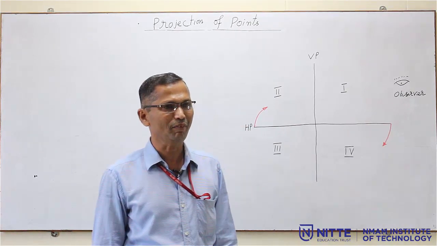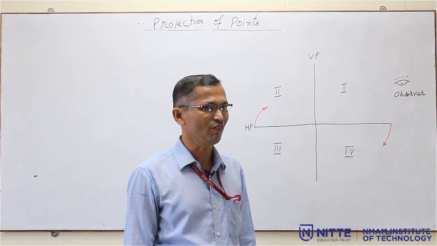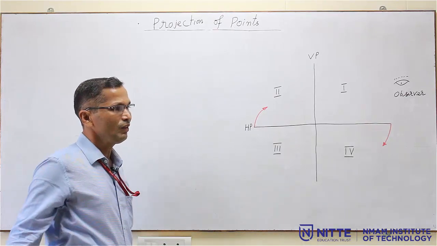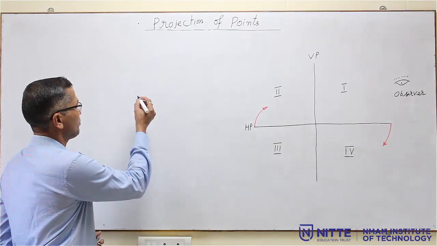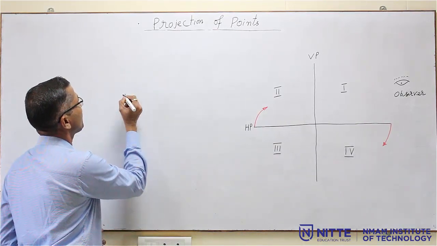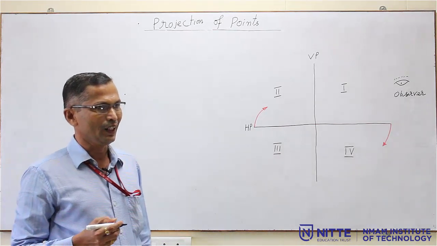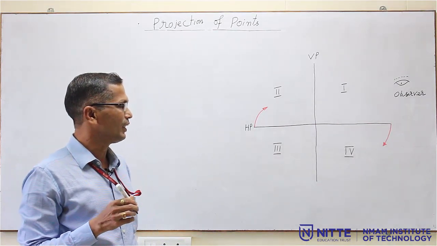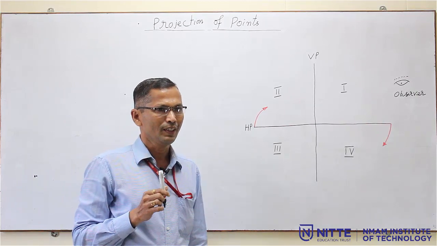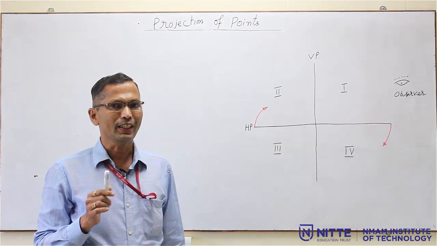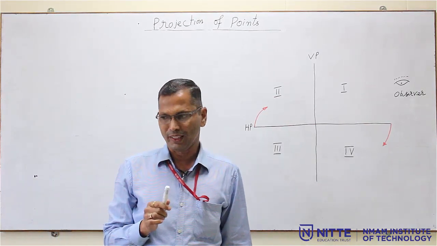So, today we will start with the first chapter, projection of points. Now, the point means it is the smallest object without any dimensions. Now, this projection of points deals with the four quadrants: first quadrant, second quadrant, third quadrant and fourth quadrant.